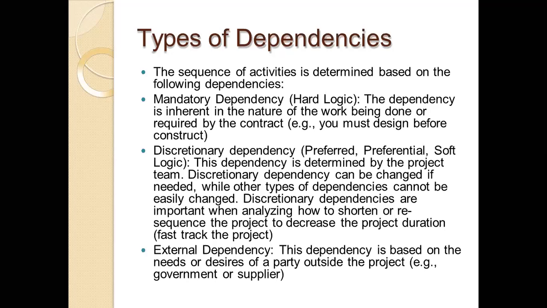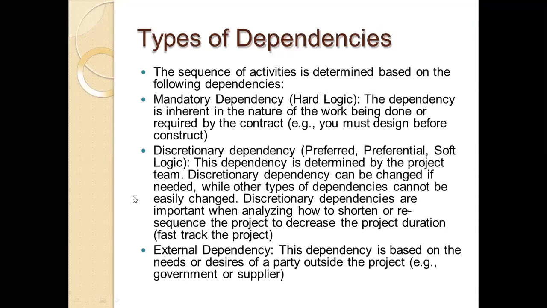Next is discretionary dependency. Discretionary dependency is preferred, preferential, or soft logic, that does not involve any kind of hard logic. This dependency is determined by the project team. Discretionary dependency can be changed if needed, while other types of dependencies cannot be easily changed. Discretionary dependencies are important when analyzing how to shorten the project duration, or we can say fast track the project, so we can avoid or prefer according to our choices.